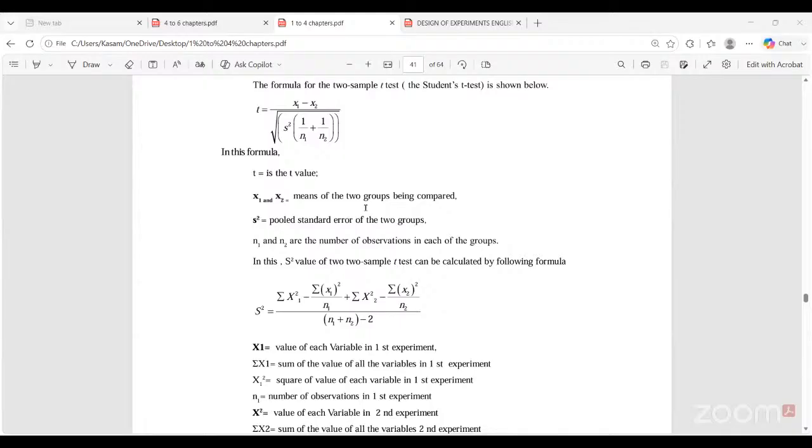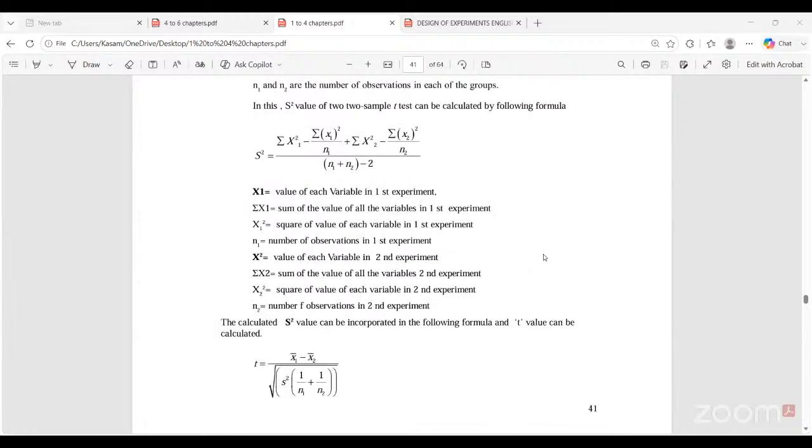x1 and x2 are the means of the two groups being compared. S squared is the pooled variance of the two groups. n1 and n2 are the numbers of observations. S squared for the two-sample test can be calculated by the following formula we are taking here. This is the basic fundamental. You have to study this, you have to learn this by heart. Summation of x1 is called each variable of the first experiment.